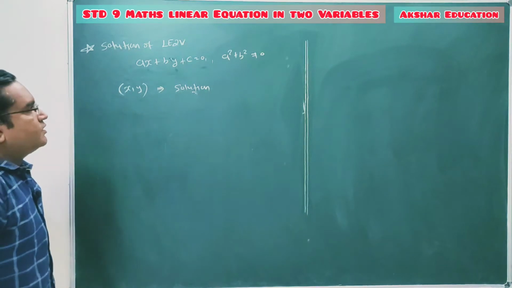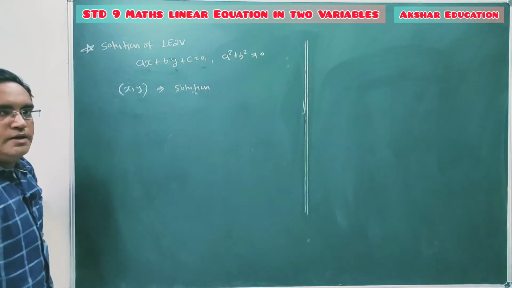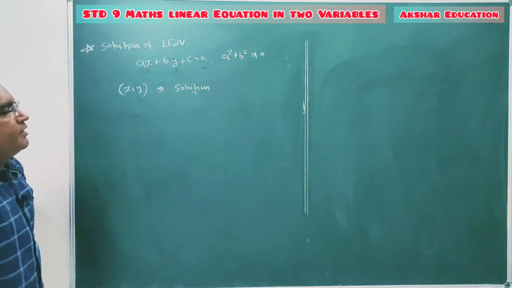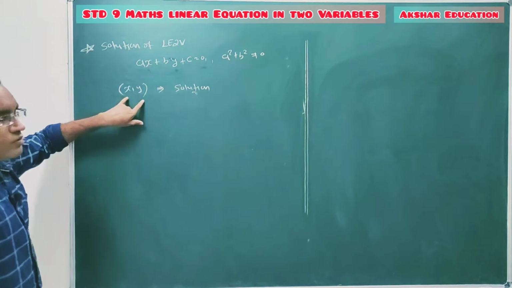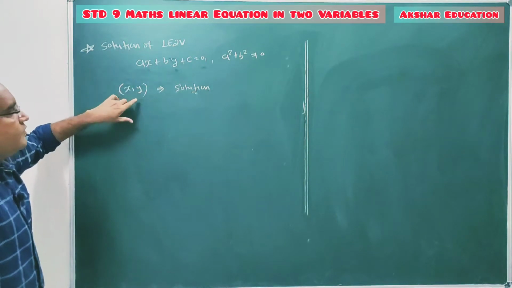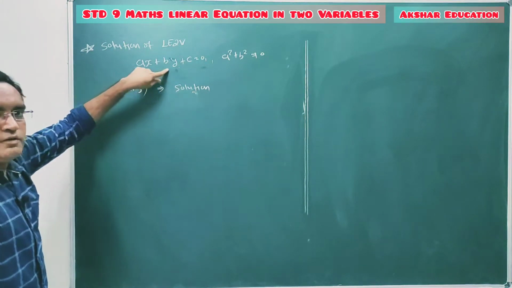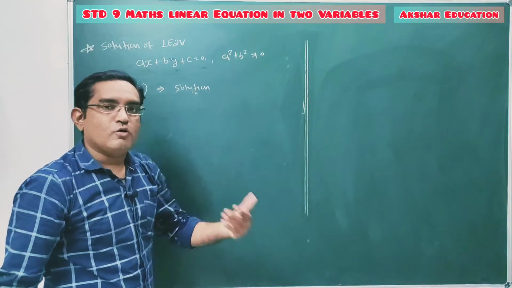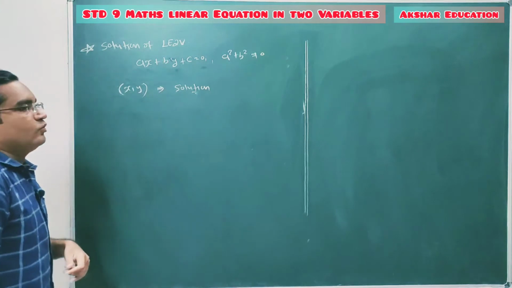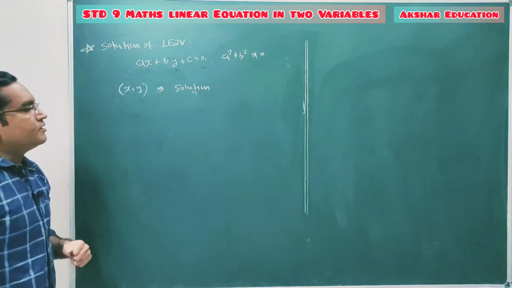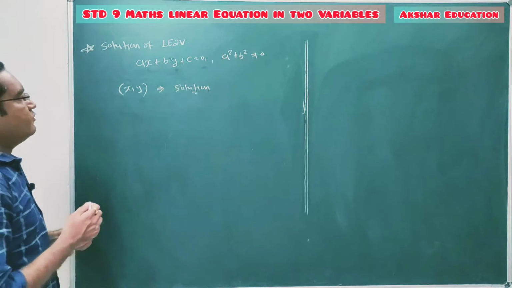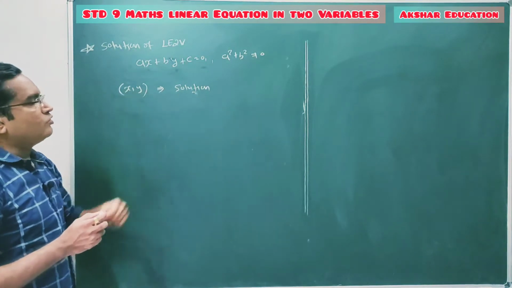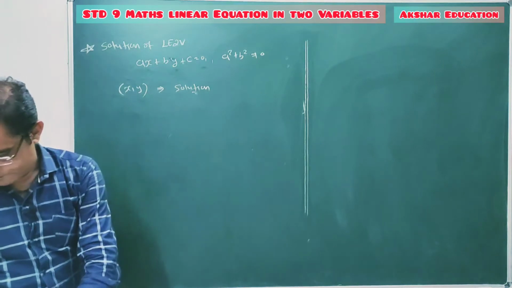Clear? So let us now consider some sums based on the solution of linear equation in two variables. Basically there are two types of sums. In the first type we are given the solution and we have to verify whether the given values of x and y are a solution of the given equation or not. In the second type we have to find the solution of the given equation in two variables. Done? So let us start with the first type, in which we verify whether the given pair of values x and y is the solution of the given equation or not.